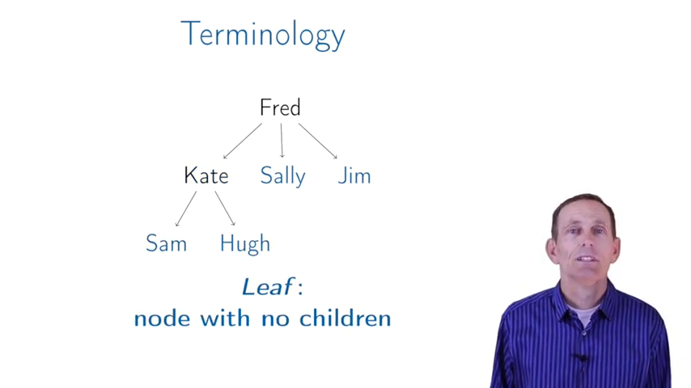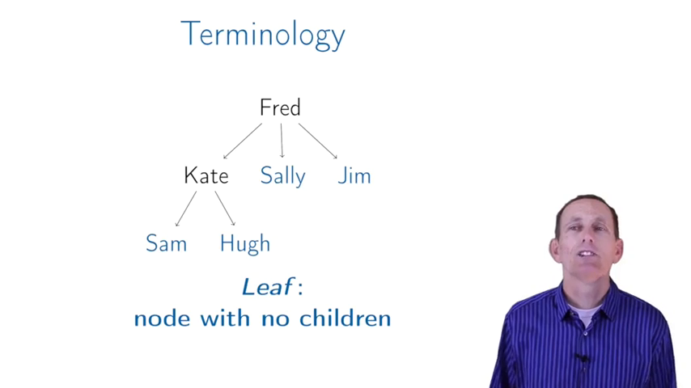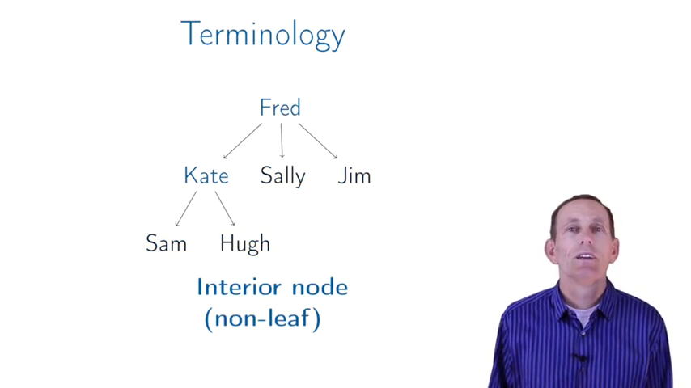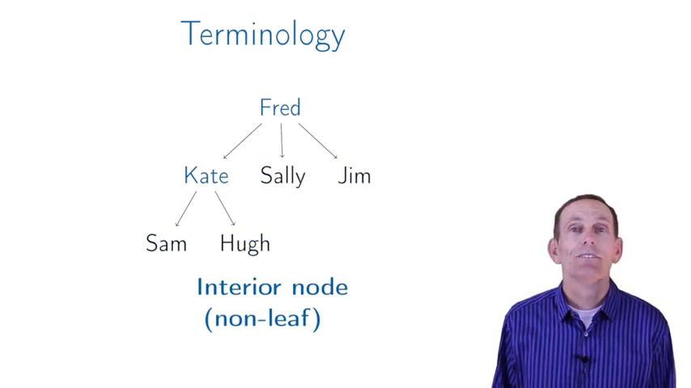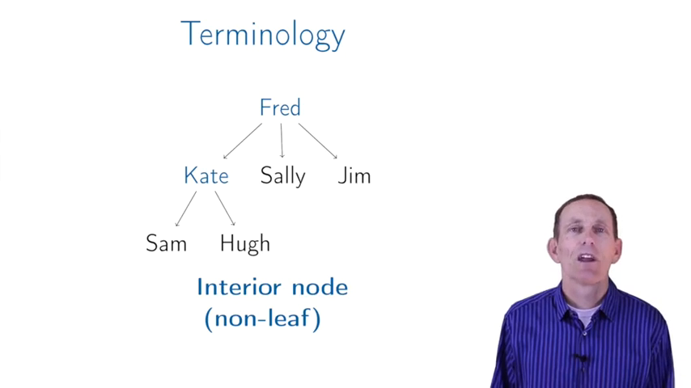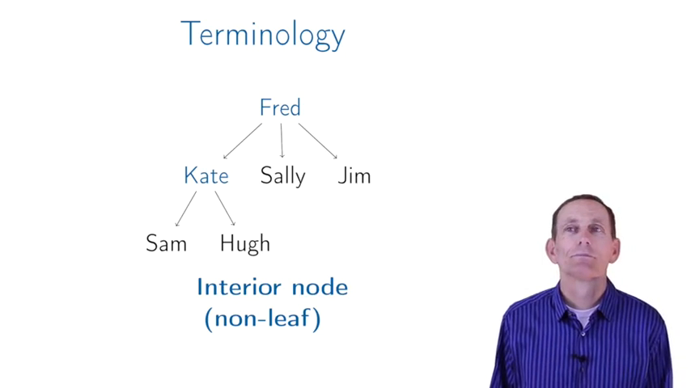A leaf is a node that has no children. So that's Sam, Hugh, Sally, and Jim. An interior node is any node that isn't a leaf. So this is Kate and Fred. Another way to describe it is all nodes that do have children.